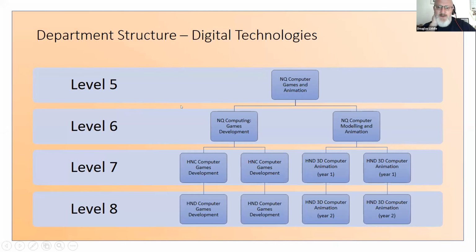We run a range of courses from level 5 NQ up through to level 8 HND. It's kind of a pyramid structure. You can start at level 5 on computer games and animation. It's really a taster level course to see if you've got the right skills to become a more programming sort of side and go into games development, or if you're more visual and you go down into computer modeling and animation. And the practical routes for going down either of those NQ routes will take you into HNC and HND computer games development, or into our HND 3D computer animation courses.